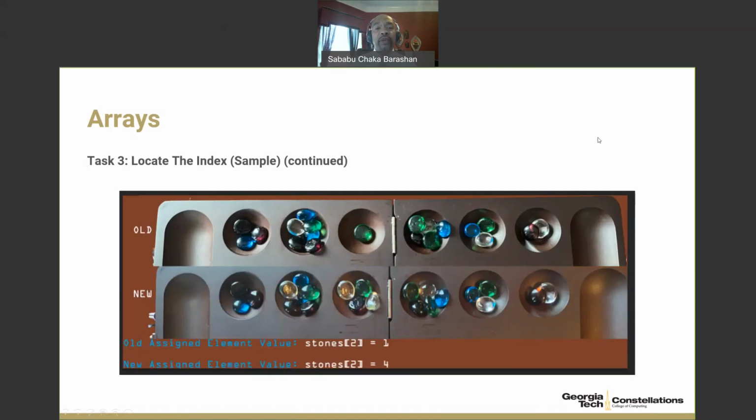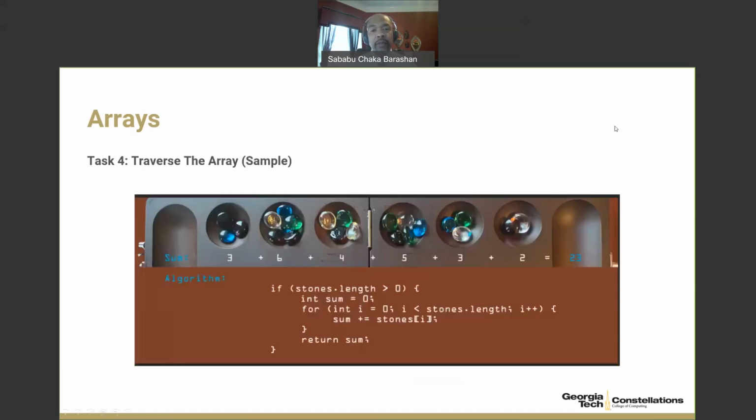We can also replace elements in an array. Even though we can't change the size, we can replace elements. So whereas my initial third element was 1 at stones[2], I can actually assign it a new value if I have 3 more stones, and now it has a new value of 4 at stones[2], which is my third element.